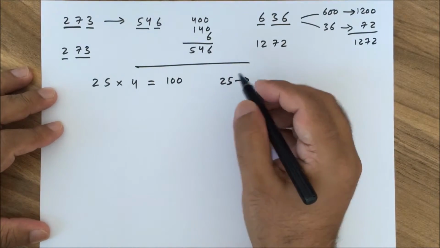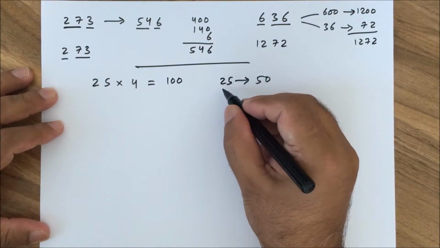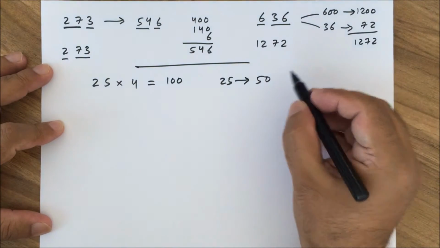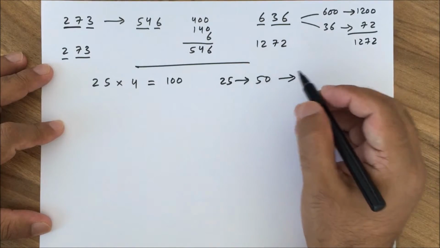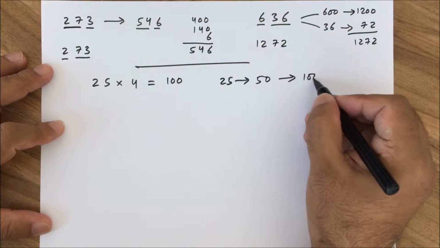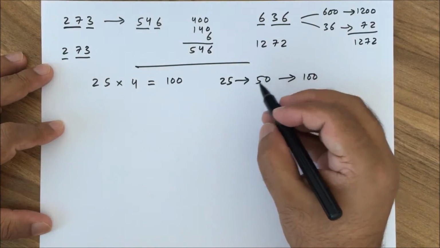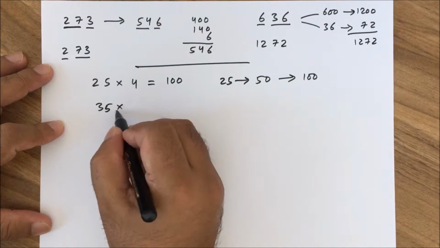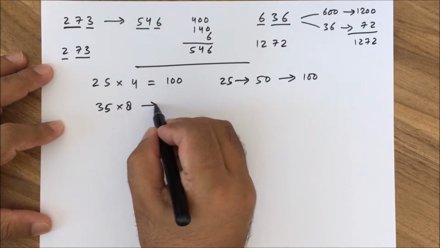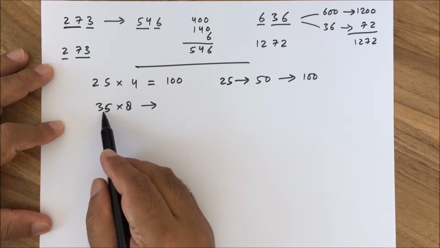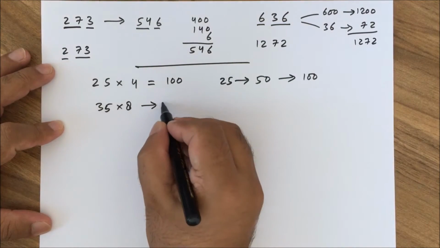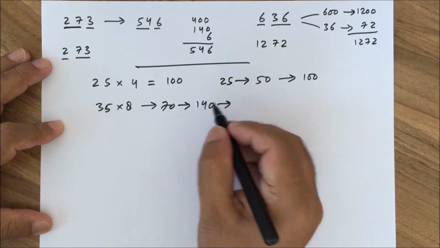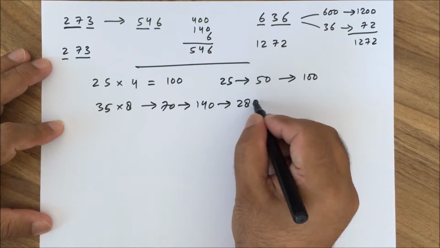Double of 25 is 50, because double of 20 is 40 and double of 5 is 10. 40 and 10 make 50, and then double of 50 is easy, it's 100. And if you are multiplying any number by 8, let's say 35 times 8 I want to do, then double of 35 is 70 and double of 70 is 140 and double of 140 is 280.